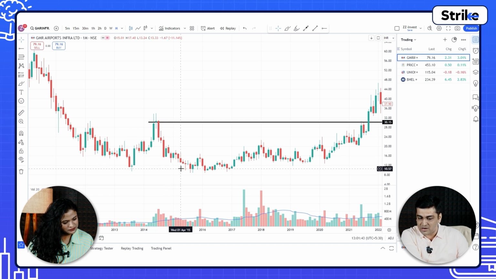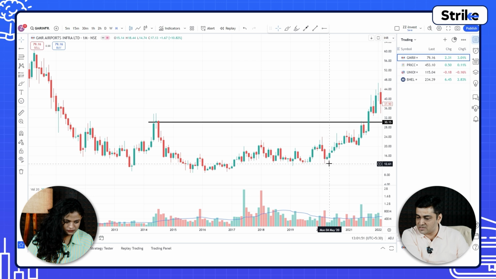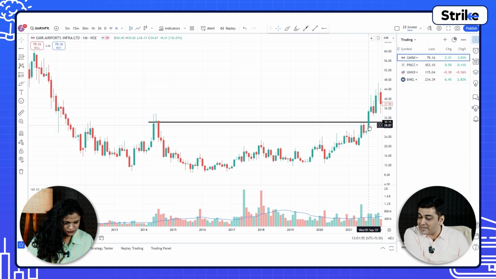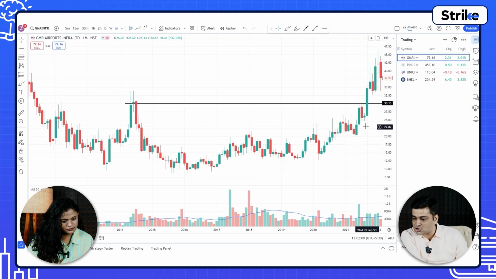This particular GMR Airports, it's a monthly chart. So it started going down, and then there was a period of consolidation all over these years, and finally over here, that is September 2021, so that's almost after 7 years. After 7 years, this stock gave a breakout and reached 35 with above average increase in volumes.